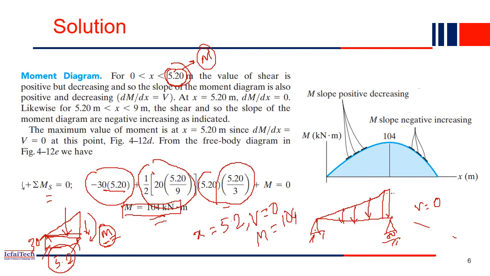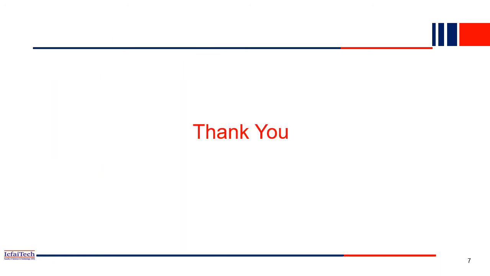And see the moment diagram. Up to 5.2 you have the positive moment, that is a positive slope of the moment, and then when the shear force is negative, the slope of the moment is going downward. So it is a negative slope. That's how we draw the moment diagram using our equations. Thank you.